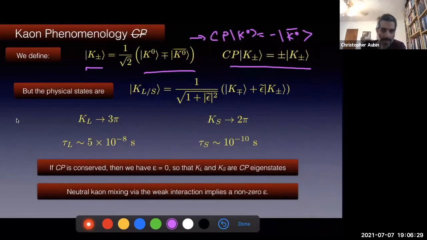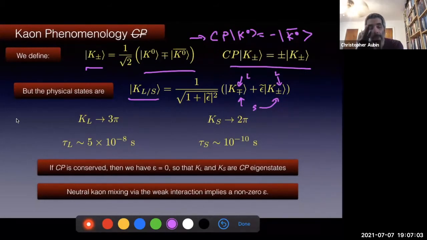What we actually see are these two states, K long and K short, or KL, KS, where L corresponds to the upper signs and S corresponds to the lower signs on the right-hand side. And this epsilon factor is something which, if 0, would indicate that CP is conserved in the standard model. And in which case, K long and K short would be CP eigenstates.